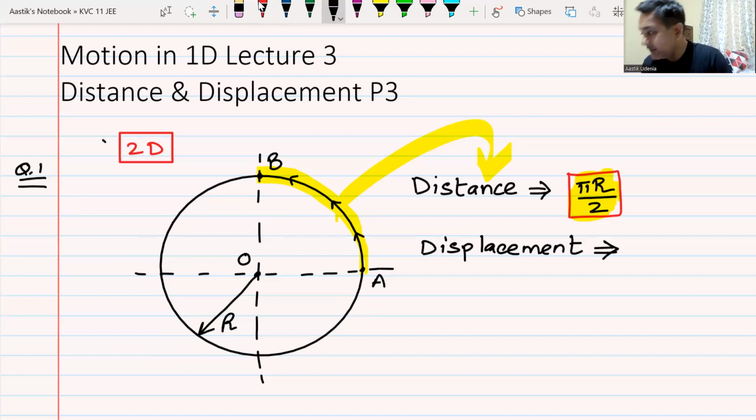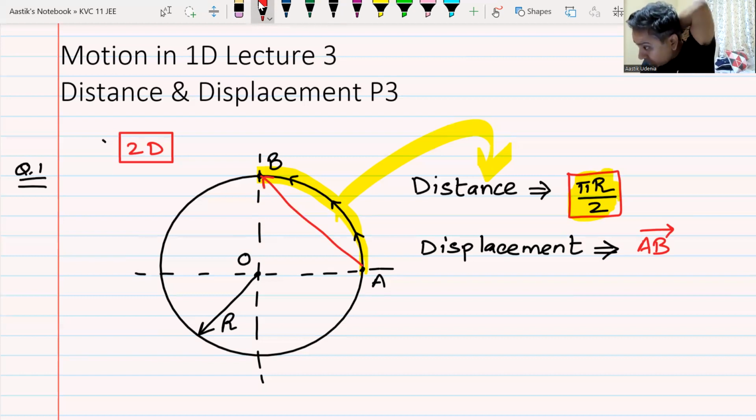Try again. Displacement is a vector quantity. If you tell me root 2r, what are you telling me? Magnitude. Well done. That is how you say. So instead of doing all this, you could have straight away said, sir, the displacement is simply this AB vector. Yes or no? This is how you should have told me the answer. Sir, the displacement is simply AB vector. I joined the initial position to the final position, and that is my displacement vector. Do we understand this?